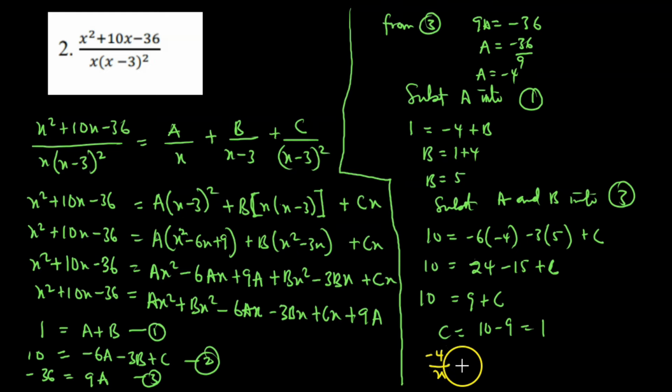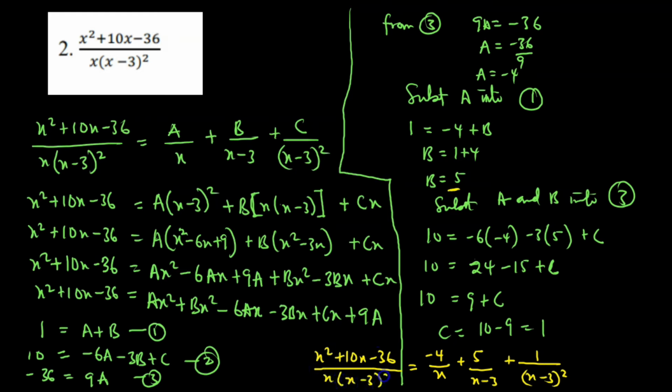Then the b value was a positive number, which is 5. So we have plus 5 on x minus 3. Then the c value is also a positive number, so plus 1 on x minus 3 all squared. So this is the partial fraction decomposition for x squared plus 10x minus 36 all on x into brackets x minus 3 all squared.